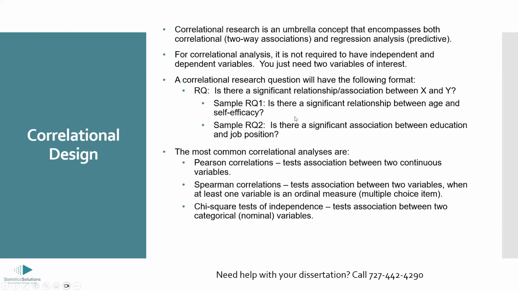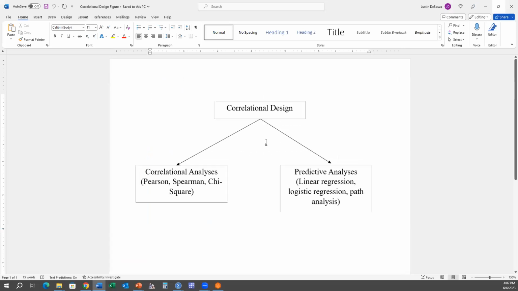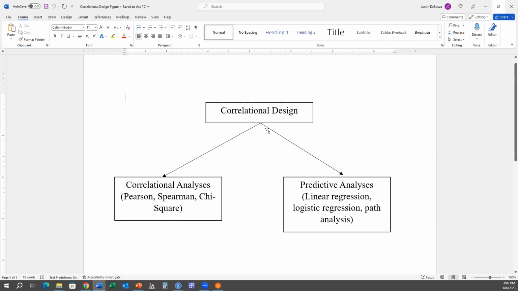Correlational research is one of the more common approaches. Okay, so a correlational design is an umbrella concept that encompasses the use of both correlational analyses and regression analyses. That might sound a little confusing. I've put together a diagram here to kind of visualize this. So when I say umbrella concept, correlational design is at the very top, and this branches out into specific analyses.